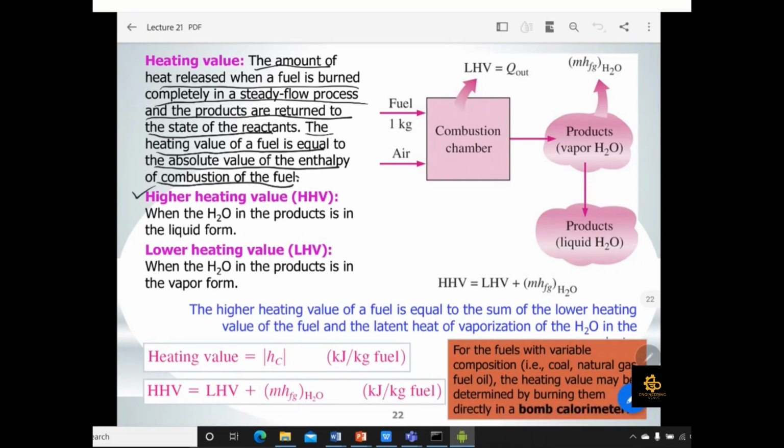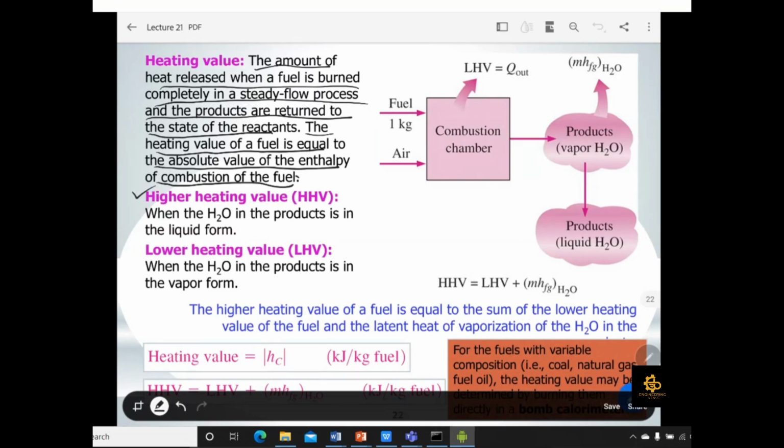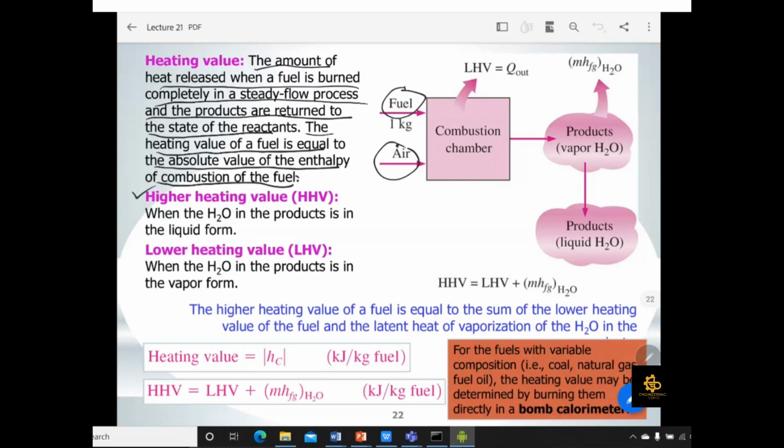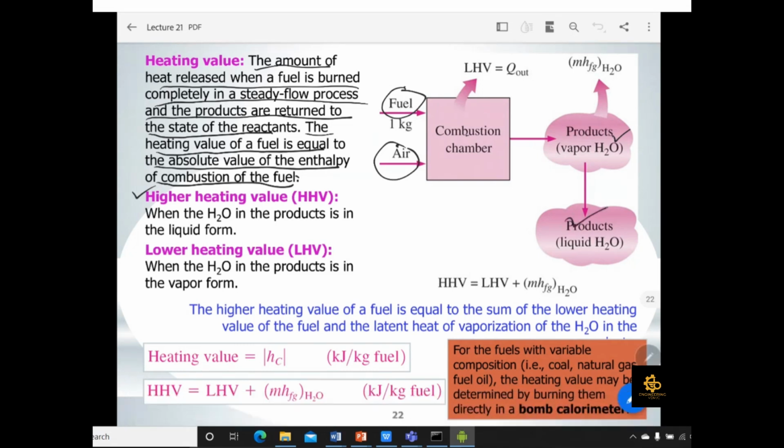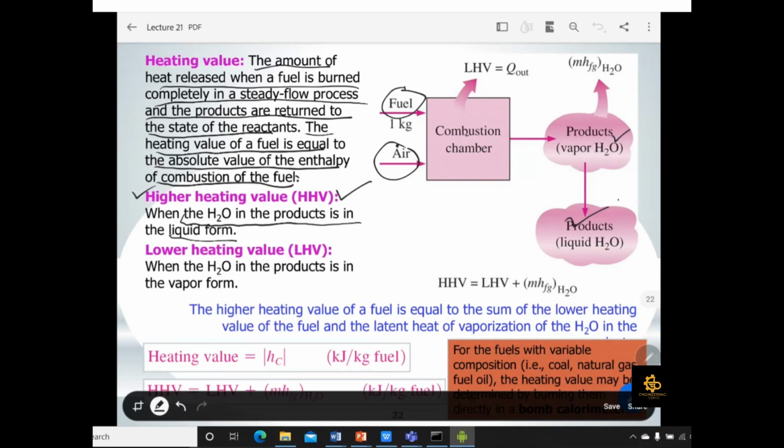Now we have other terms, high heating value and low heating value. For example, if you have a fuel and air and you are burning it in a combustion chamber, some energy is released and it's an exothermic reaction. In the products we have H2O. If this H2O is in the form of vapor, it is called the lower heating value. Similarly, when the H2O in the products is in liquid form, we define it as the higher heating value. This is the main difference between higher and lower heating value: it only depends upon the phase of H2O in the products. We will discuss it when we solve problems, so that you will get a better understanding of it.